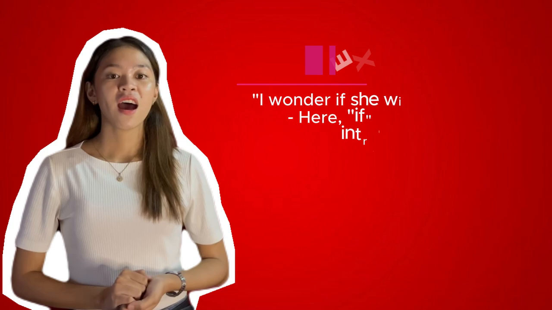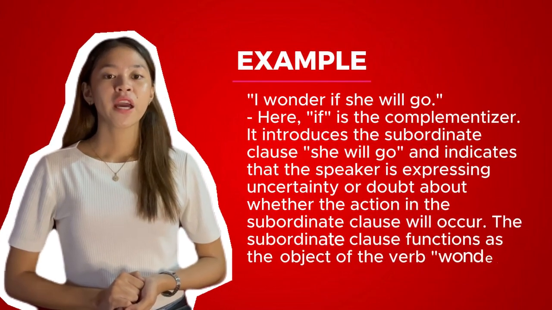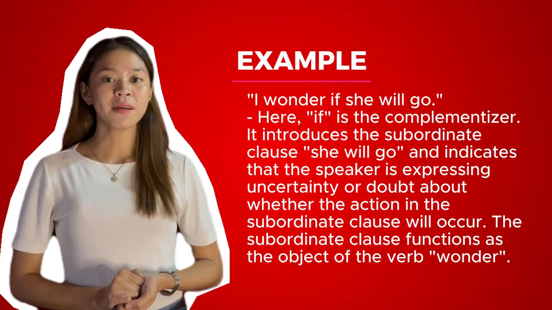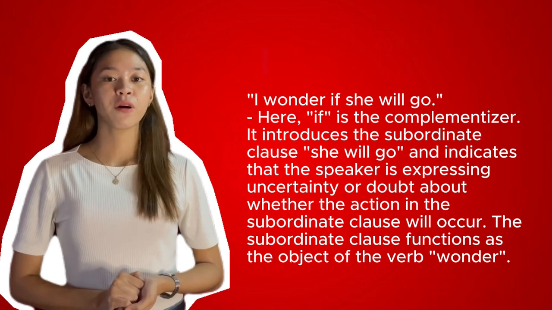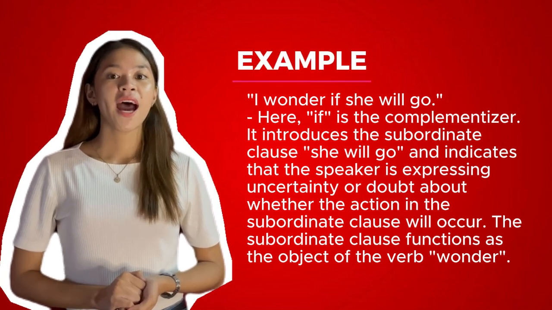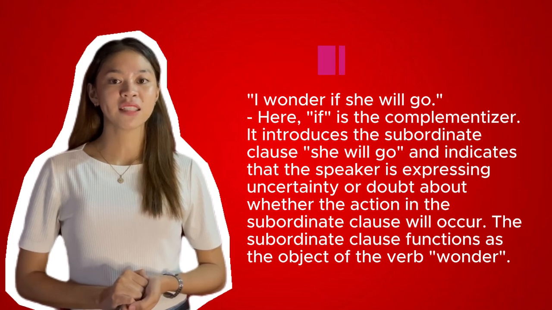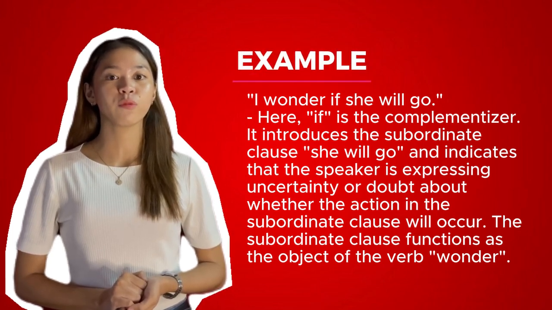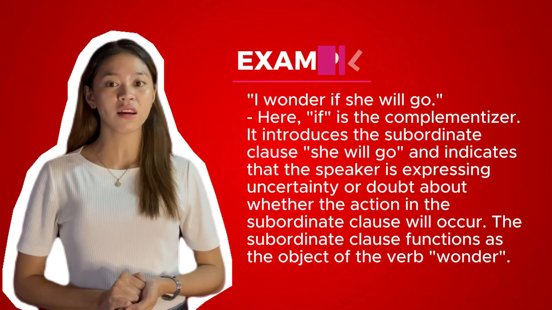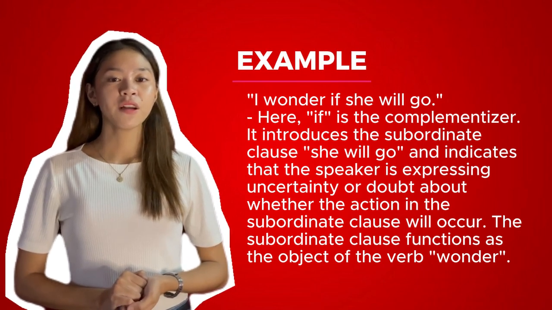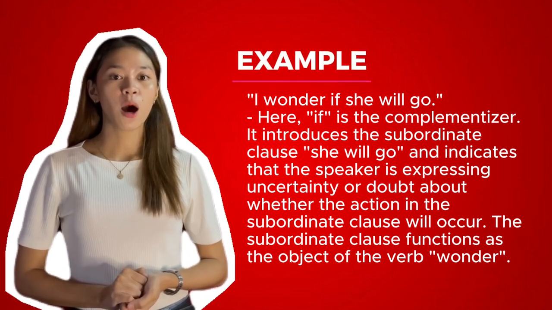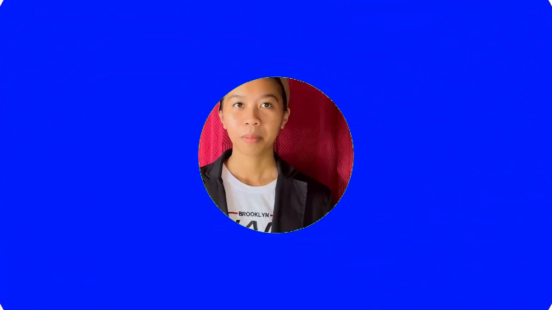Next is: I wonder if she will go. Here, "if" is the complementizer. It introduces the subordinate clause, "she will go," and indicates the speaker is expressing uncertainty or doubt about whether the action in the subordinate clause will occur. The subordinate clause functions as the object of the verb "wonder."